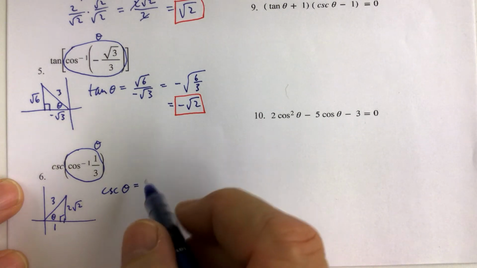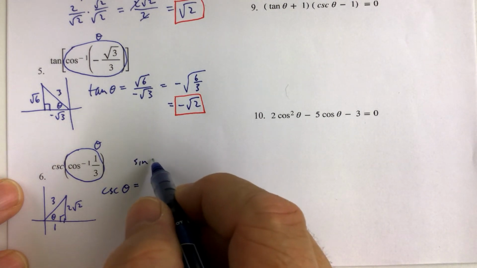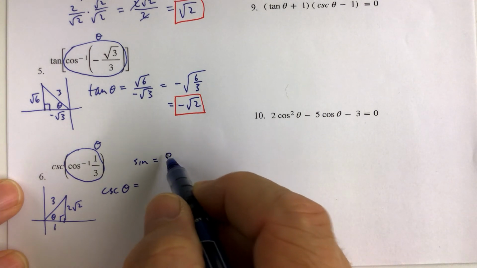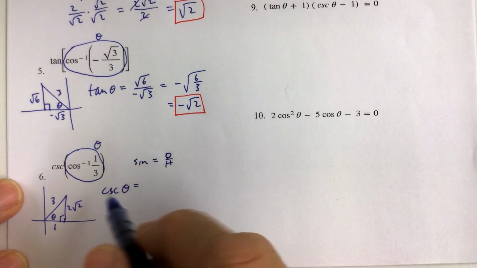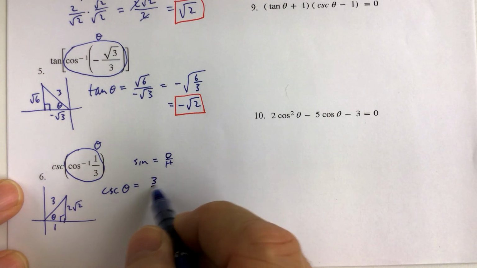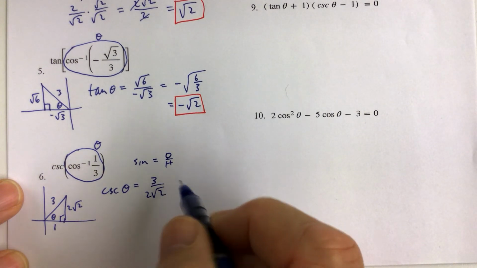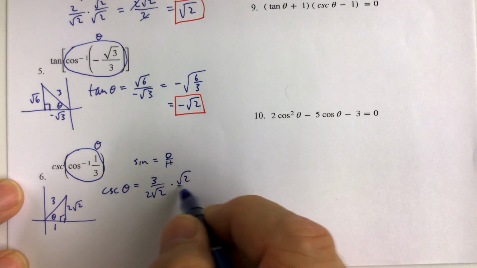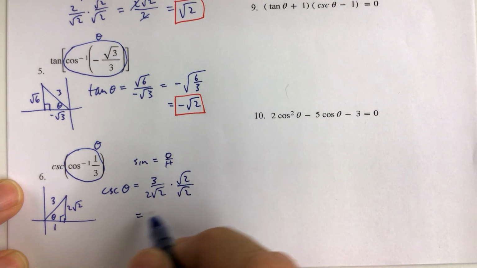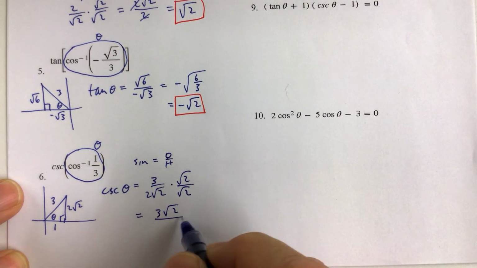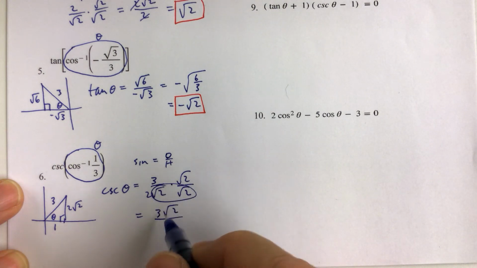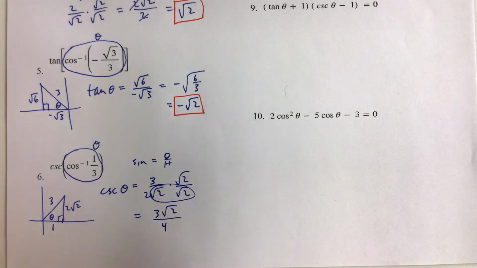And the cosecant of the angle, since the sine is equal to opposite over hypotenuse, then we're looking for hypotenuse over opposite. So that's 3 over 2 radical 2. And if we rationalize the denominator, we get 3 radical 2 up on top, and we get 2 times 2, or 4, down on the bottom.